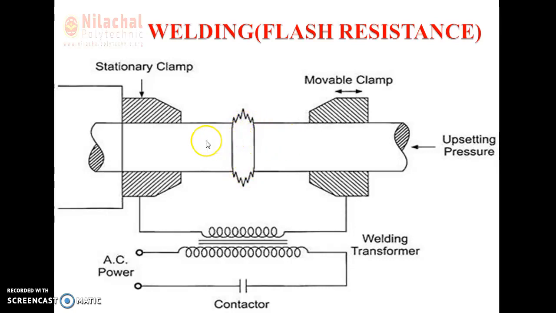Then when the current flows, we intentionally create a distance, and when the gap is there, a spark is generated. The spark is hot enough to melt the cross-sectional area of the workpiece, and due to that spark we manage to fuse these materials. When it is fused, using the movable clamp or movable jaw, we force both ends of the material together, and due to this force the joint is formed.